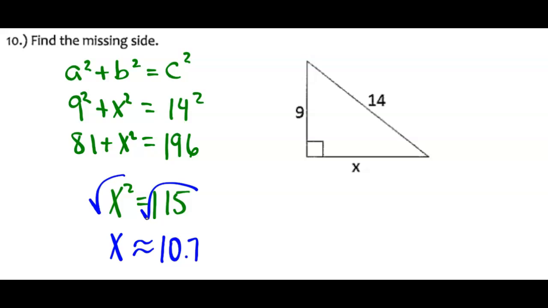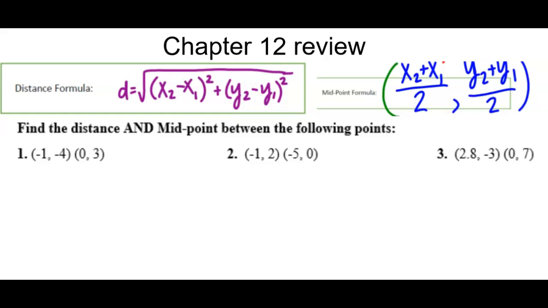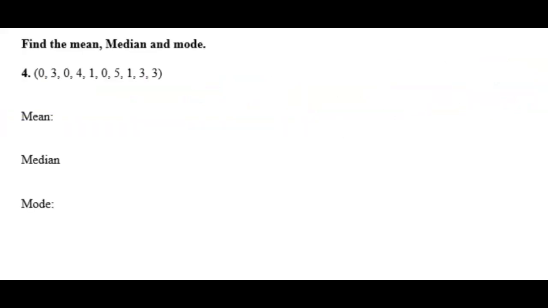Okay, next chapter, chapter 12. Chapter 12, we needed to figure out the distance and the midpoint. We also did mean, median, and mode. I will remember mean is our average. So we're going to add everything up. Median is our middle. But we have to go least to greatest first. And mode is our most. What numbers listed most often?